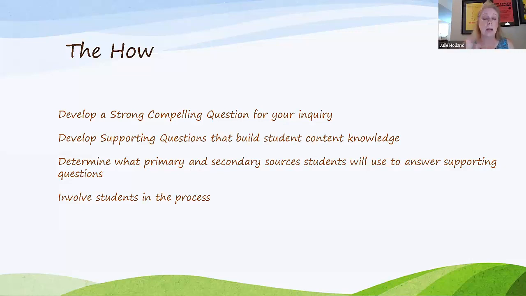Next, we need to determine what primary and secondary sources our students are going to use to answer those supporting questions. And when possible, we always want to involve our students in that process. That's a little bit easier with the kids in the older elementary grades than it is with our younger ones. But again, out of their natural curiosity, they're going to come up with questions as they get into any particular deep, compelling question.